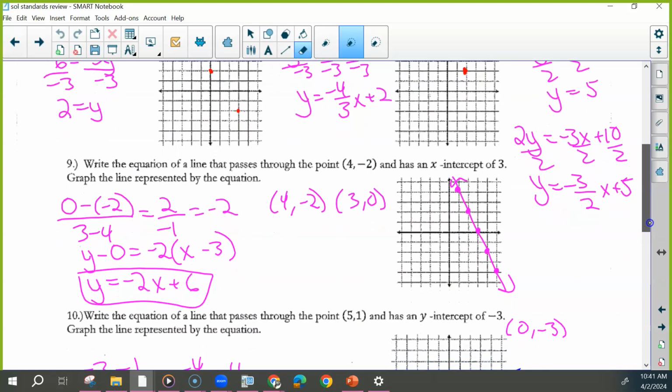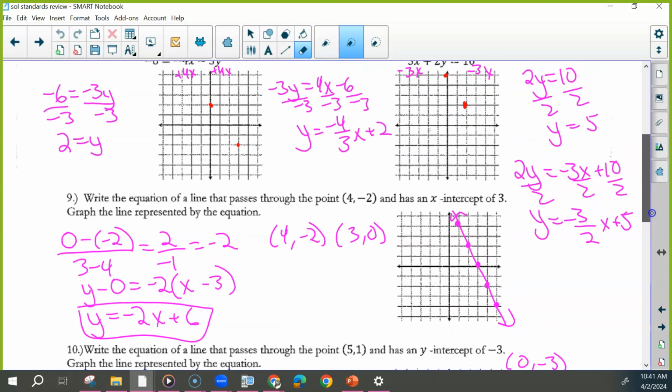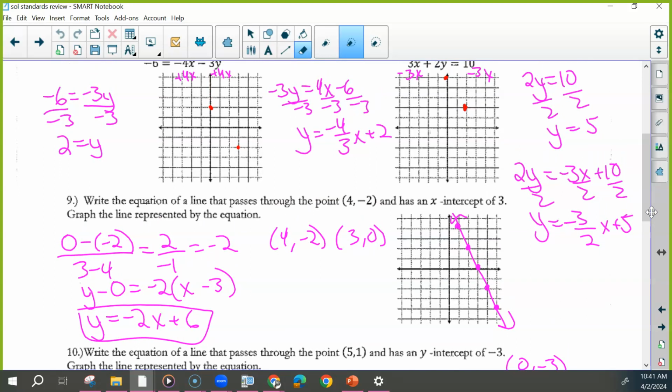For number 9 through 15, those were all finding the equation. So you could have used Desmos, used your sliders to adjust those and find those. Number 9, the equation was y equals negative 2x plus 6.